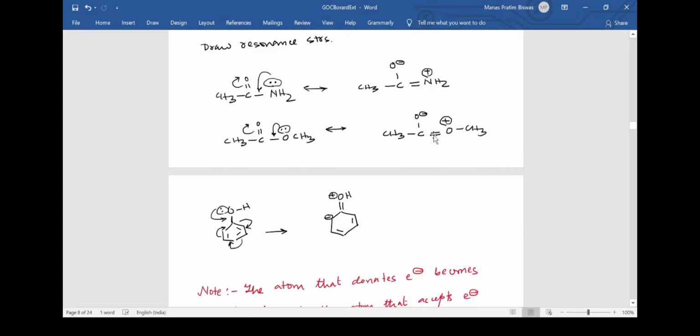Now what we can say is that suppose this resonance is taking place, let me name this A, and if this resonance is taking place, let me name this B.